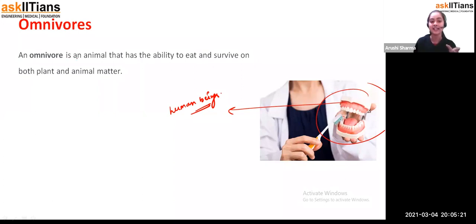And you can see here, an omnivore is an animal that has the ability to eat and survive on both plant and animal matter. So that's how, depending upon the food habits of different organisms, we have different types of teeth. So students, you can imagine how God has created us.